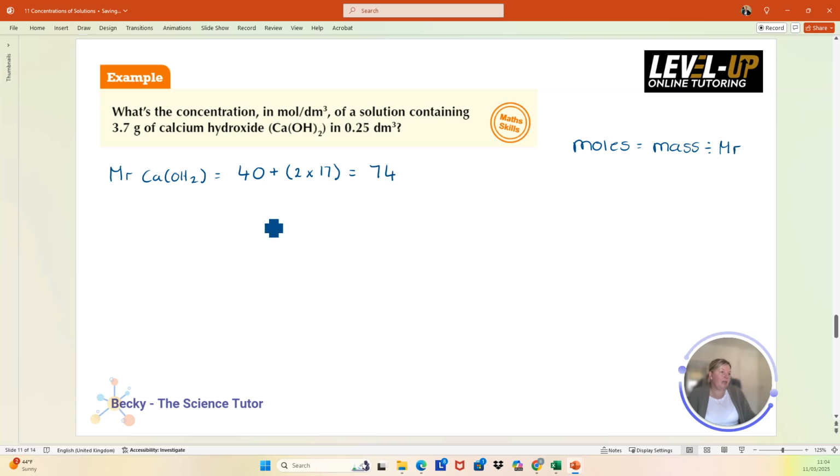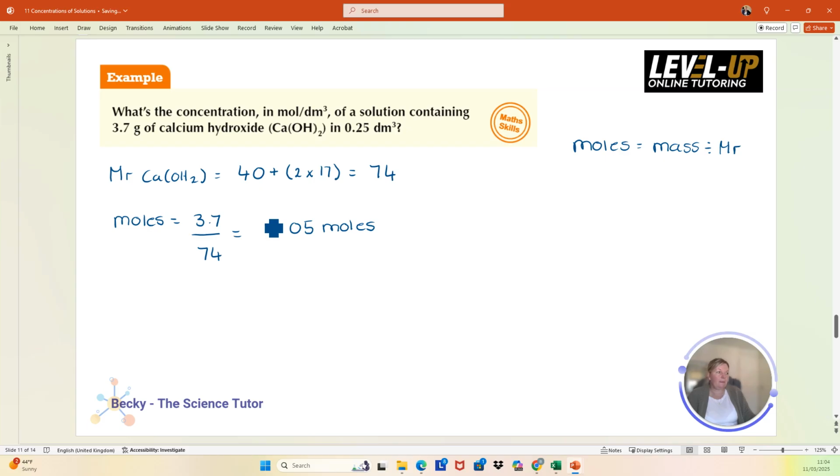Now I've got my Mr, I can find the moles. So the moles is the mass that we have got. So we've got 3.7 grams. And we're going to divide that by the Mr, which is 74. And therefore we have 0.05 moles of calcium hydroxide.